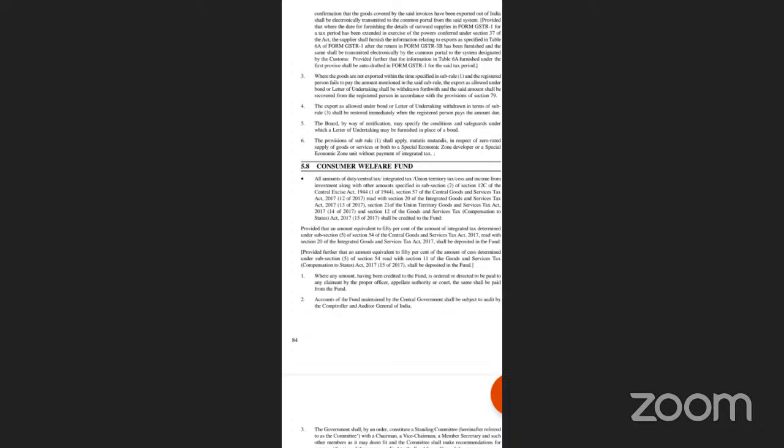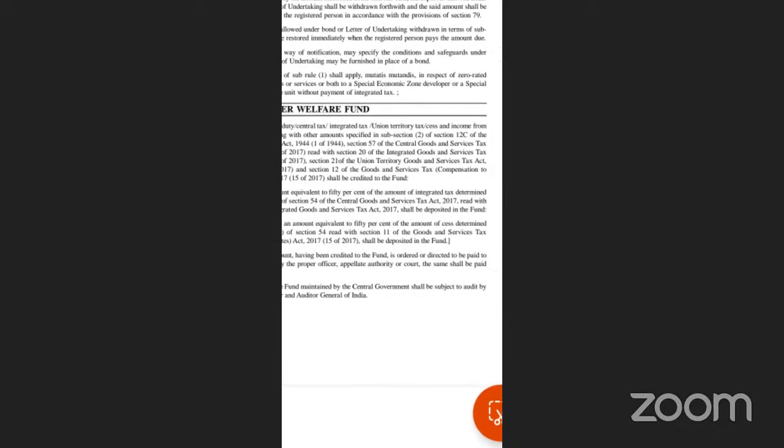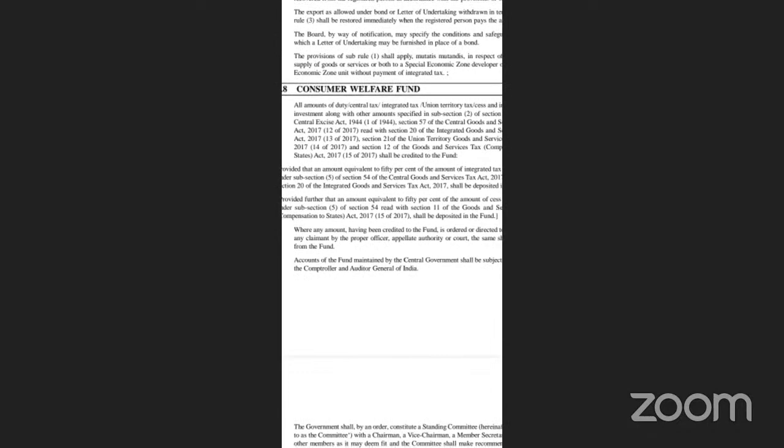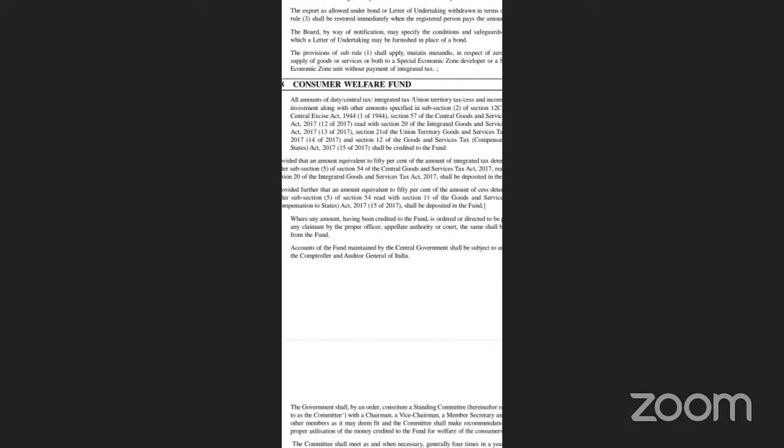so that in future, any benefit or welfare that needs to be done for the consumers, this fund can be utilized for those purposes. That's the reason why the Consumer Welfare Fund is being created. So the amount credited to this fund, in order or directed to be paid to any claimant by the proper officer, appellate authority or the court, shall be paid from the fund.